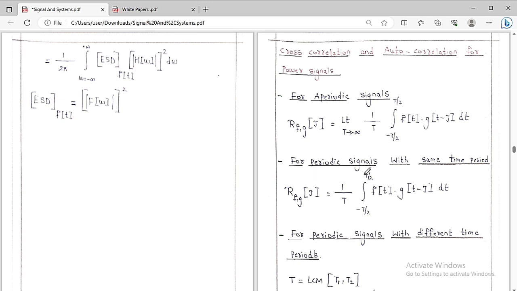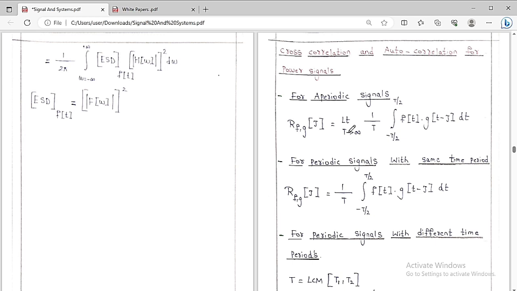Now for periodic signals with the same time period, suppose I am going to take two periodic signals. f of t is a periodic signal and g of t is also a periodic signal, and both have the same time period. Listen carefully. As both signals are periodic with the same time period, the cross correlation R f comma g of tau is equal to 1 by T integration from minus T by 2 to T by 2 of f of t into g of t minus tau dt.